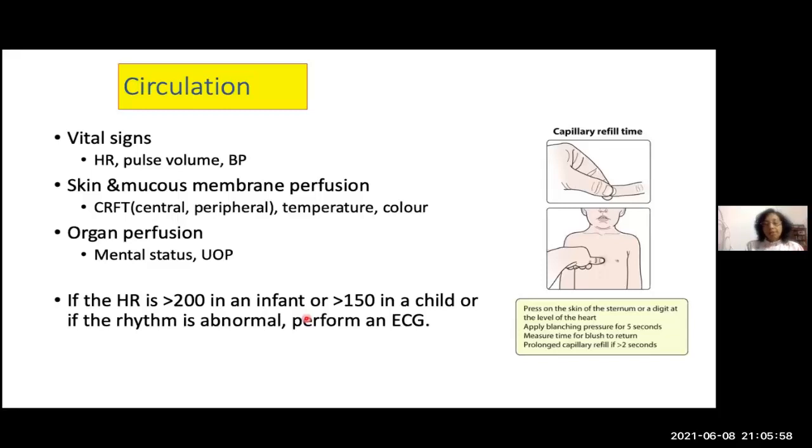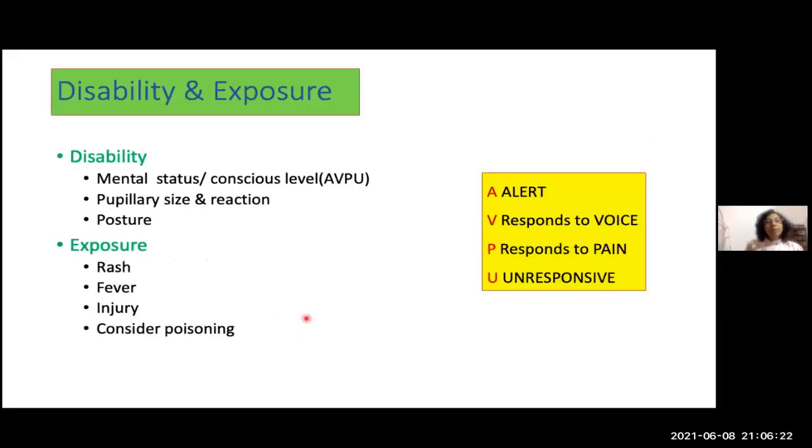And when you count the heart rate, again, you need to know the upper range for children. If the heart rate is more than 200 in an infant, it's abnormal, or more than 150 in a child, it's abnormal. So immediately you need to take an ECG, as it could be an arrhythmia. Then you assess disability, that is, for neurological failure, and at the same time you do a blood sugar measurement to assess whether there is hypoglycemia.